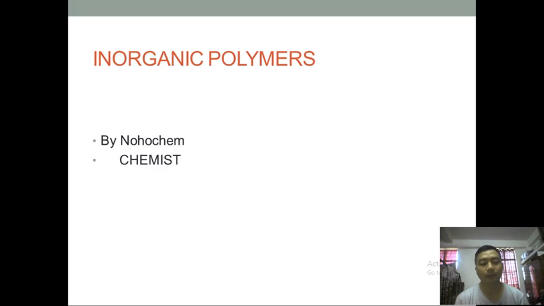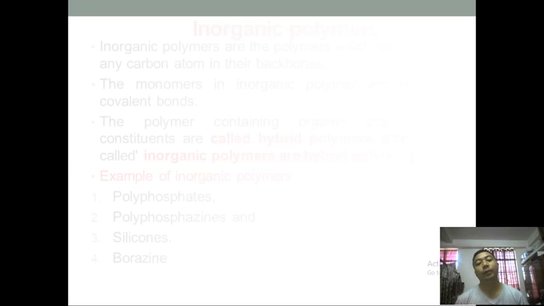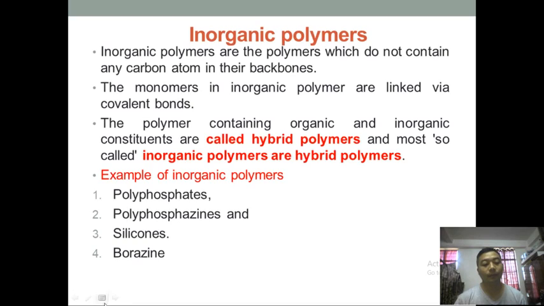Hello everyone. Today we will see about the introduction of inorganic polymers. So these inorganic polymers are also polymers which do not contain carbon atoms in their backbone, right? Inorganic polymers are linked together by covalent bonds. The polymers containing organic and inorganic constituents are called hybrid polymers.